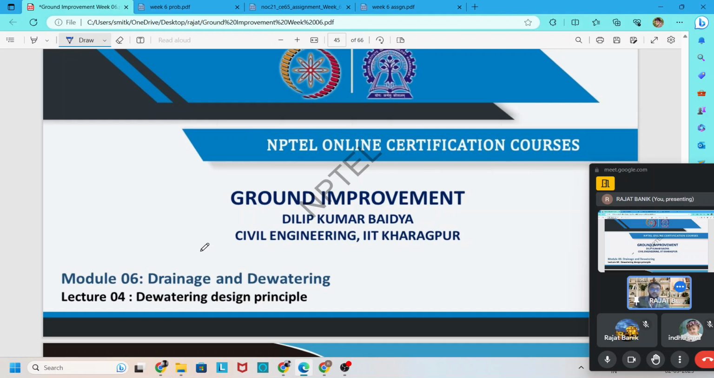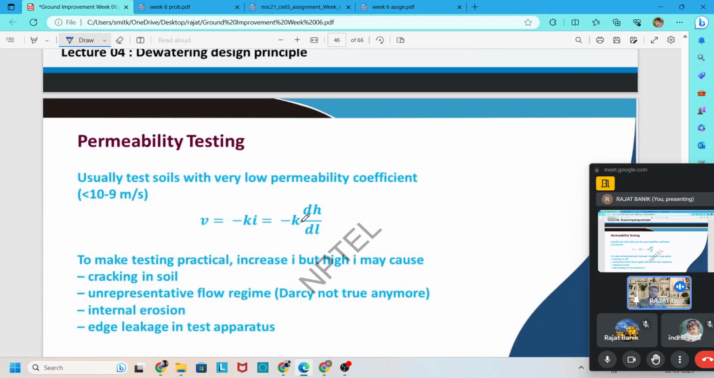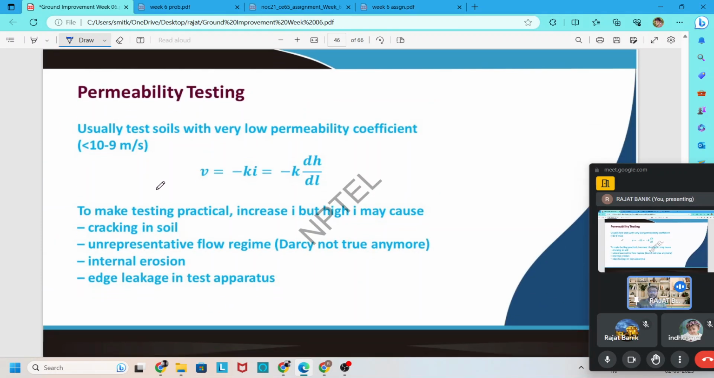Now we discuss the rate of water flow. We can discuss the permeability of the soil, which needs to be found out for this dewatering technique. If the permeability is high, another, highly efficient dewatering technique is used. If the permeability is low, a simple dewatering technique is used. So first of all, we need to find out the permeability of the soil. For that, we use Darcy's law.